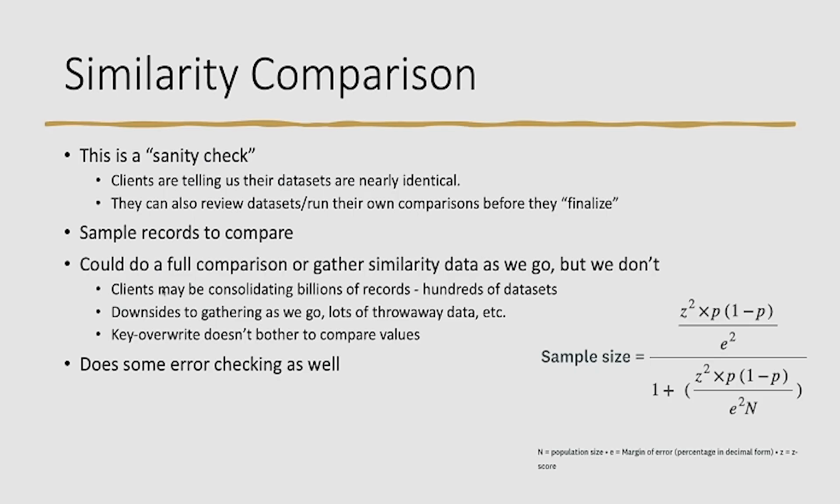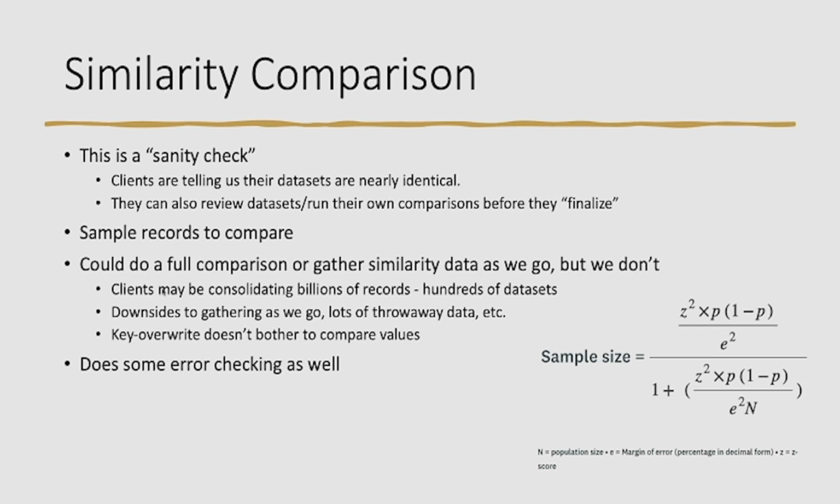This is kind of the most interesting piece of what we're doing as far as I'm concerned. So we're consolidating all of these input data sets together. Some of these data sets, like our largest data set in Mongo right now, is 1 billion records and it's 1/3 of a terabyte. Some of these things will be very large. Again, these data sets are all living alongside each other in one database. So we don't really want to do a full comparison of every record for each input data set, right? This is more of a sanity check. Our clients are coming in telling us that the data sets that they're consolidating are nearly identical. They can also do reviewing of the results on their own and run their own comparisons before they finalize.